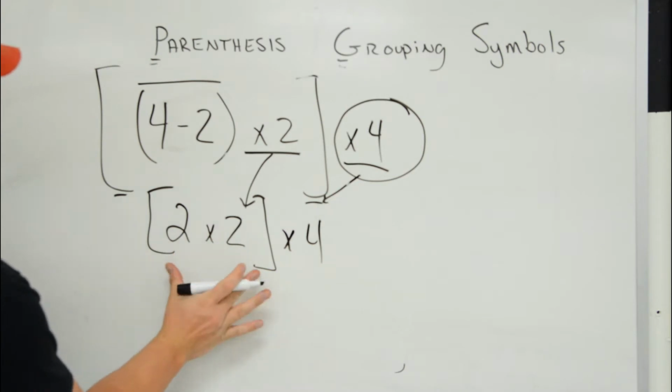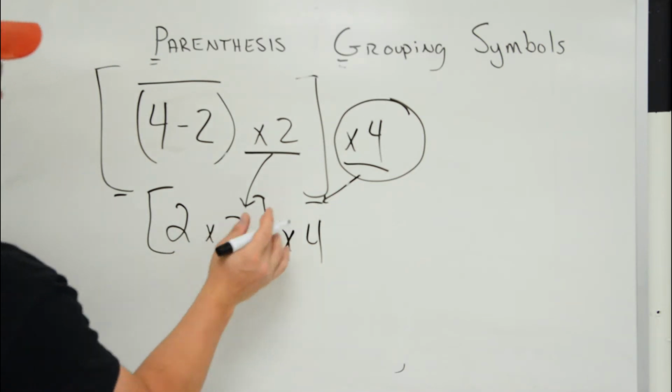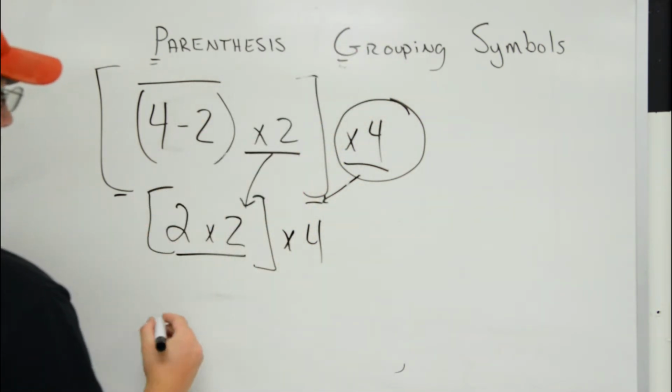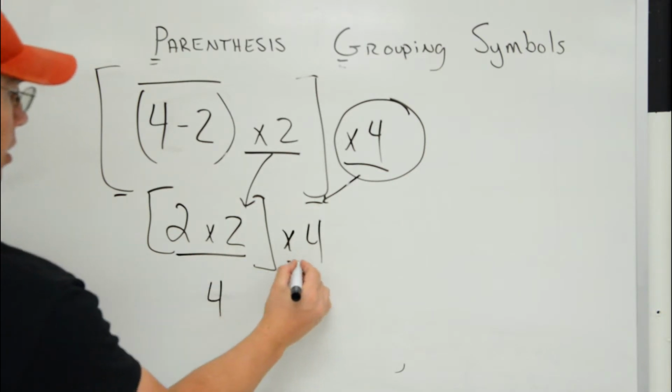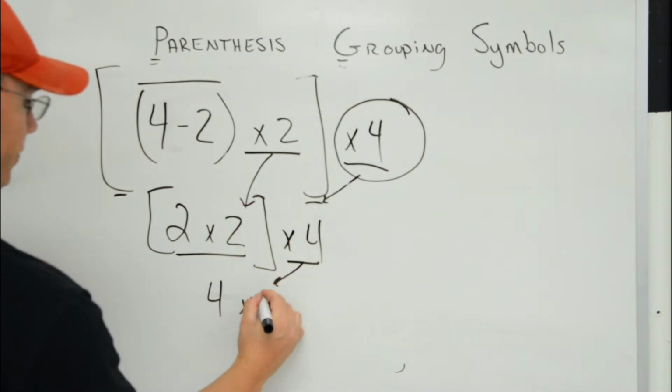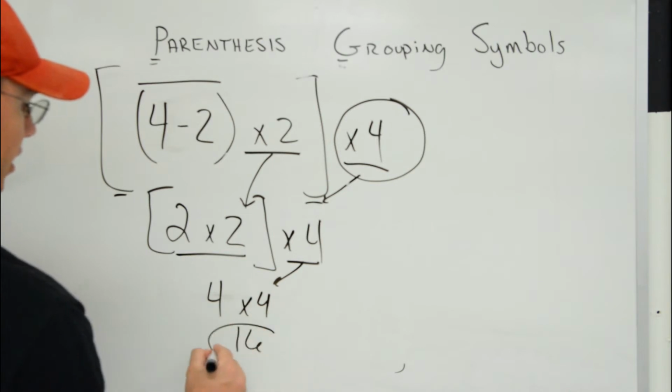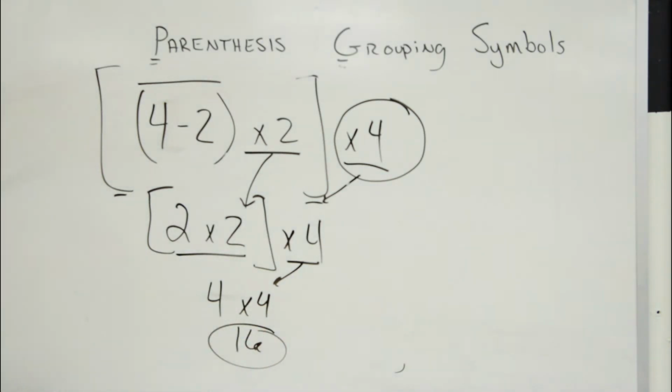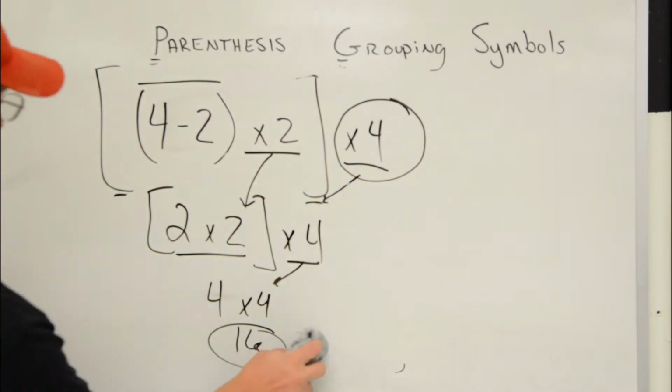Now, solve in the brackets, because it's a grouping symbol. 2 times 2 gives us 4. Bring down the times 4. That's going to give us 16. Okay, so remember, do inner to outer of the grouping symbols first.